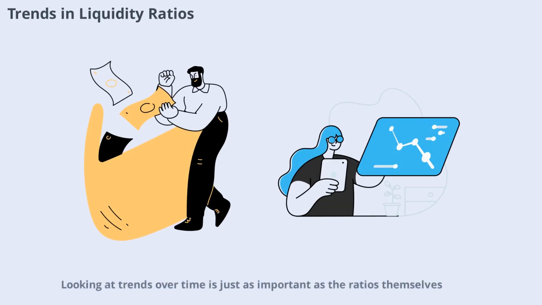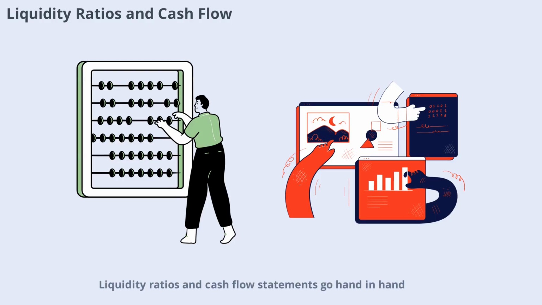Looking at trends over time is just as important as the ratios themselves. A company with stable or improving liquidity ratios is generally in good shape. Declining ratios could signal emerging problems like slowing sales or rising expenses. By tracking liquidity ratios quarter by quarter or year by year, you can spot issues early and take corrective action before they become serious.